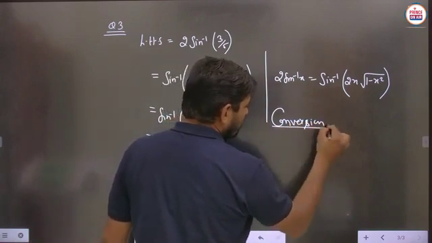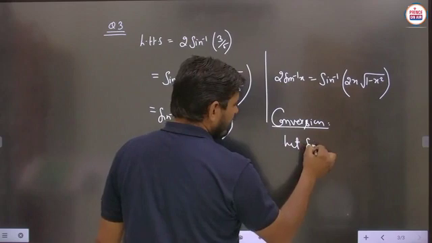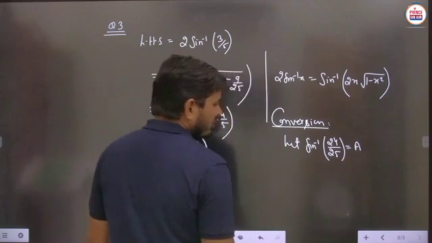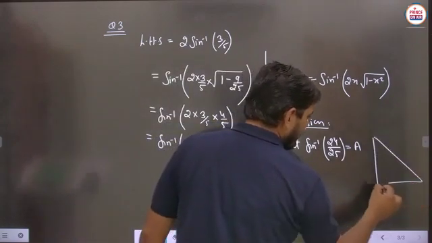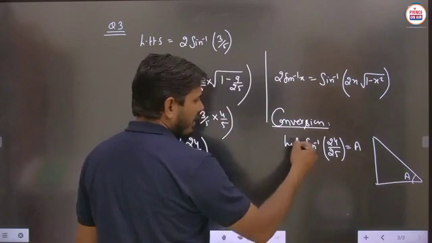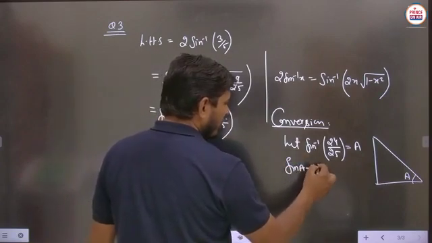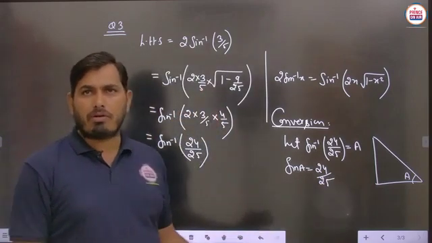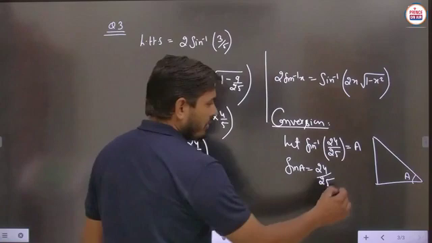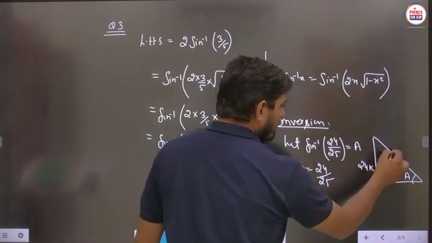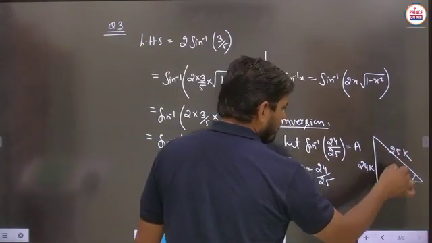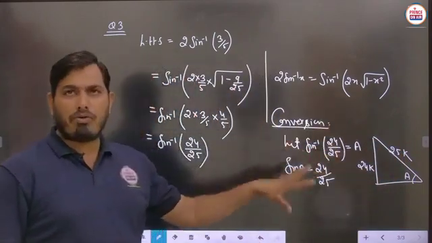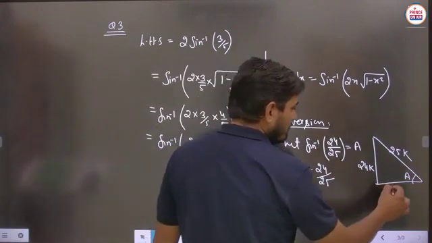So in the case of conversion, first of all let sin inverse of 24 by 25 be any angle A. Then we have to make a right angle triangle for this angle A, and here sin A will become 24 by 25. As per the trigonometric ratio, you know very well sin is perpendicular upon hypotenuse. So it should be 24k and 25k, and after using the Pythagorean theorem, you will obtain this as 7k.